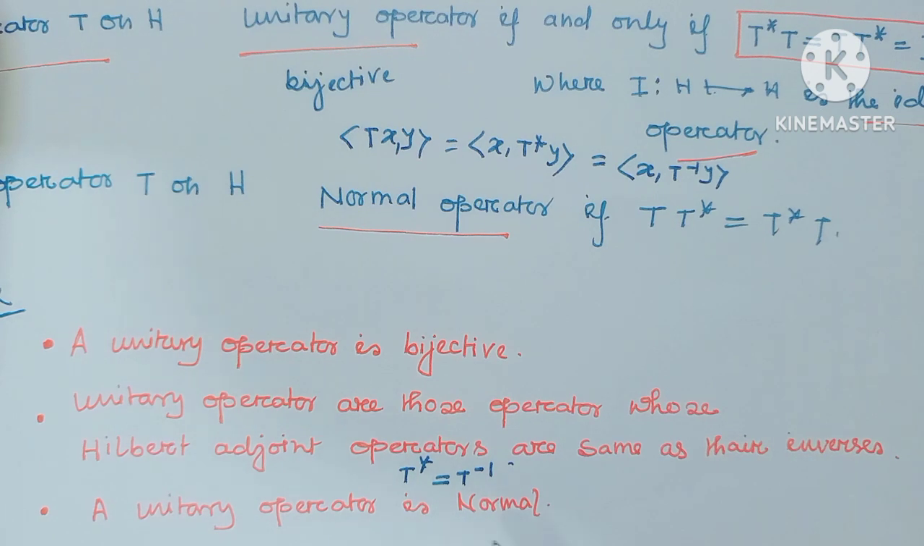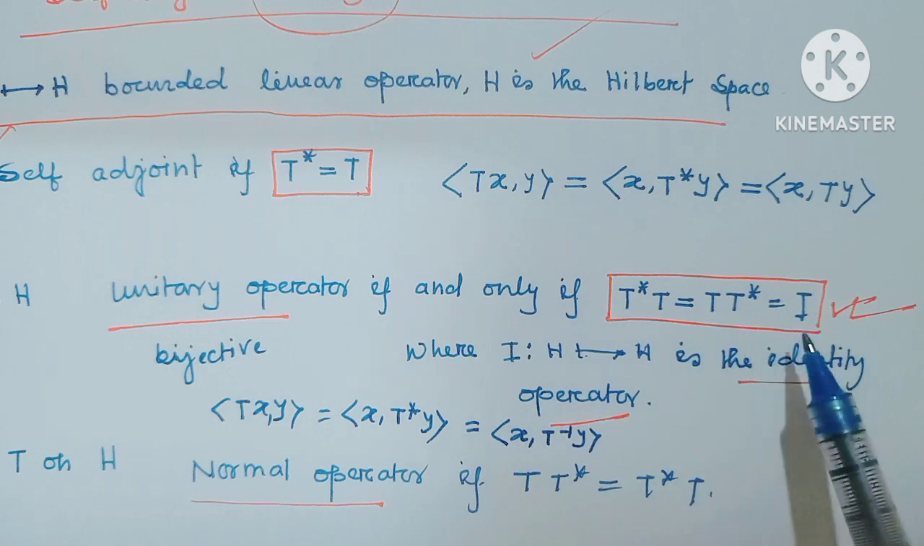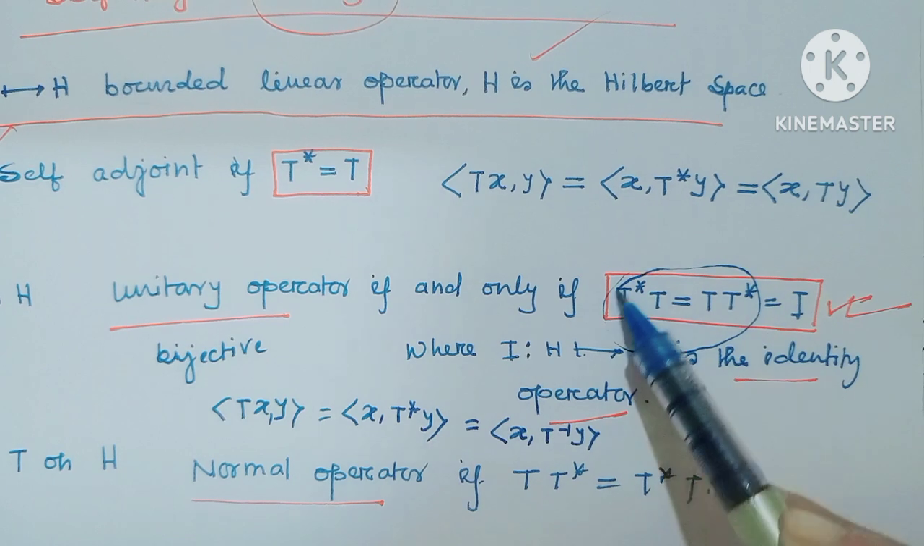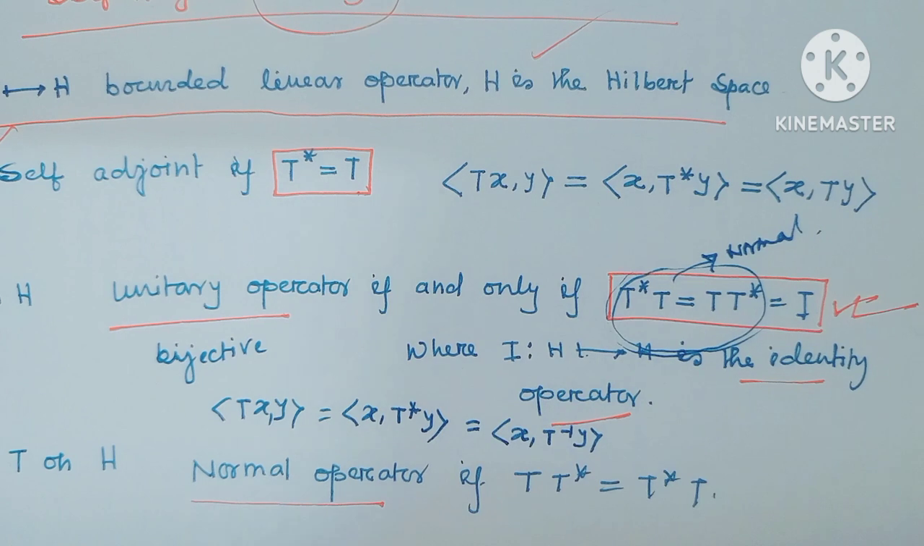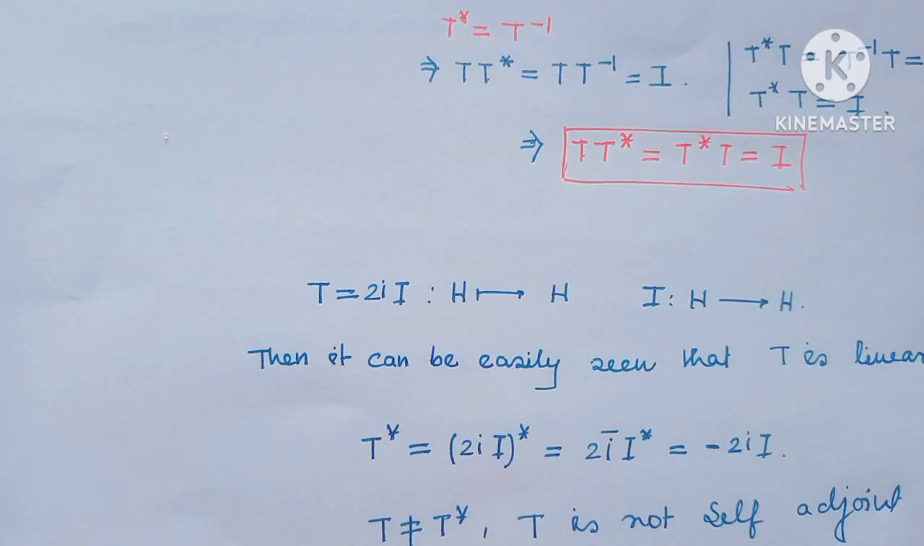Now I will see that a unitary operator is normal, but normal does not mean unitary. Since here T star T equals T T star equals identity, obviously for this value the operator is normal, but when the operator is normal, this does not always imply it is unitary. Now consider one example which is normal but not unitary.